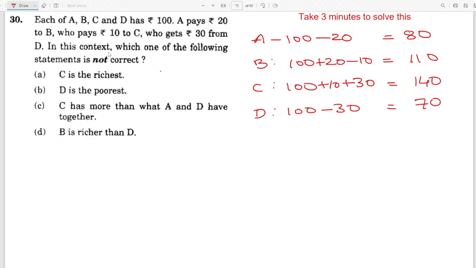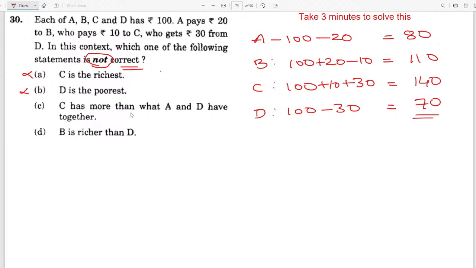So they are saying in this context, which of the following is not correct? So C is the richest. This is the correct answer, but they're asking what is not correct. So this is wrong. D is the poorest. So this is also correct. So this is not what they're asking. They're asking what is not correct.